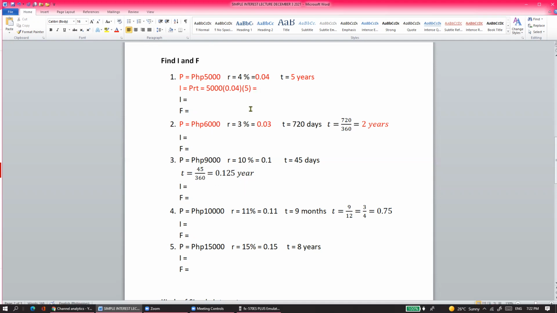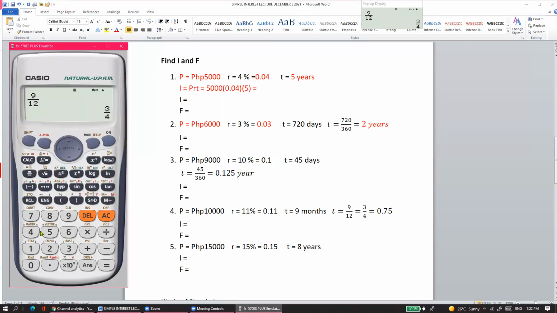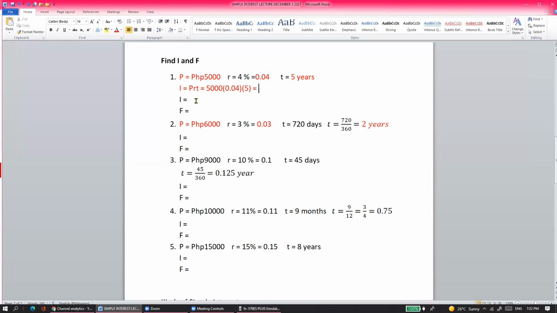So 5,000 times 0.04 times 5. Look at if I'm going to type the solution. So we have 5,000 then times 0.04 then times double yung parenthesis times 5 years. And this is equal to 1,000. So I'll type 1,000 for I.